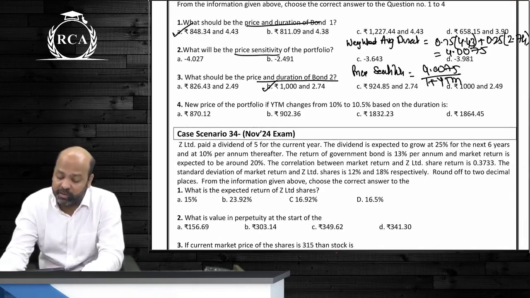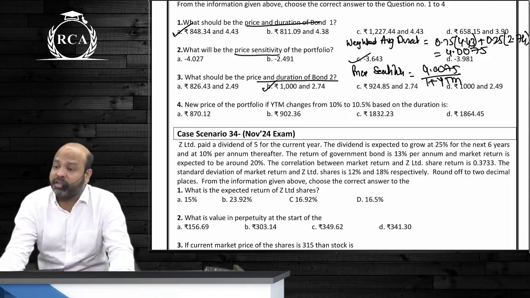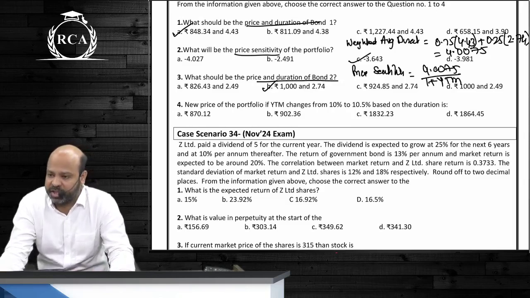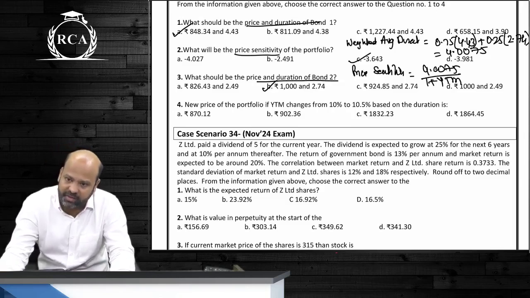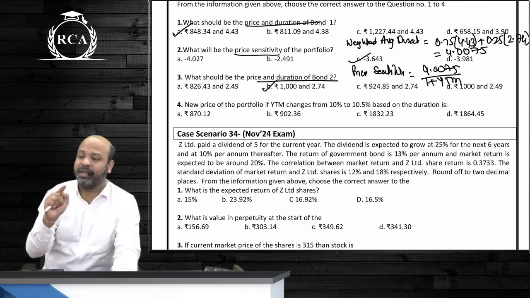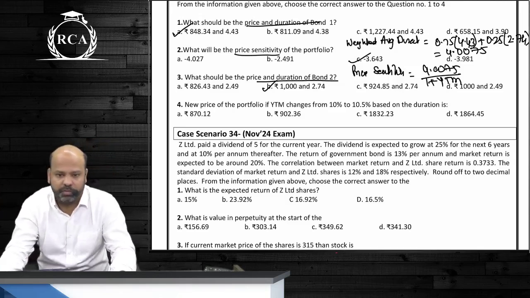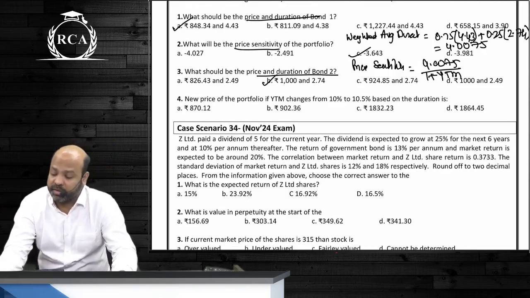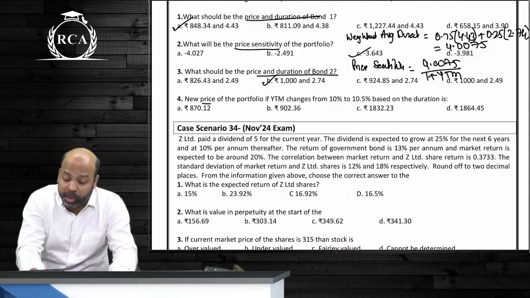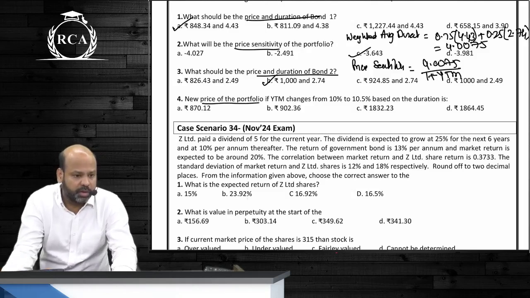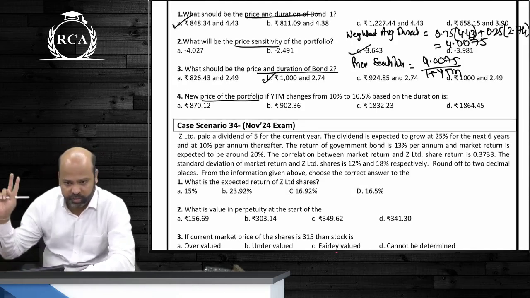Why are the answers given as negative? Price will always move in the opposite direction. If interest rates increase, price will decrease. If interest rates decrease, price will increase. The percentage change in price is negative modified duration into change in yield. So the answer is negative 0.3643. New price of portfolio. Jara dhyan dena beta. Is everyone following? You understood the answer to the second bit?